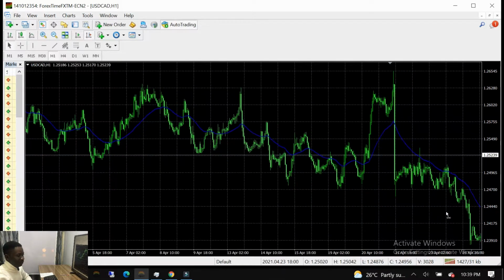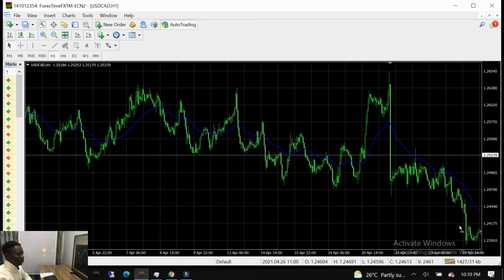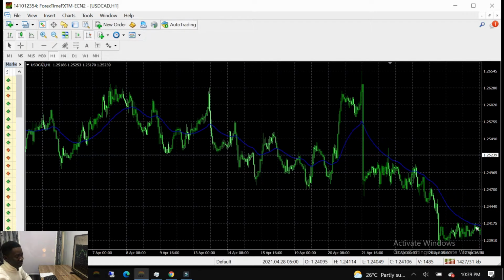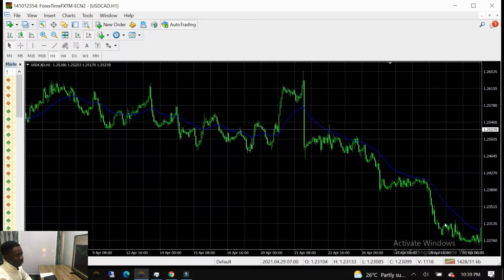So let's continue. You are waiting for the price to touch the moving average, then we enter for our sell trade. So it touched it here. You can see it touched it here. So you enter for your sell trade immediately. The next candle forms and it does not break outside the exponential moving average, and that's what happened here. You can see the market moved downward.